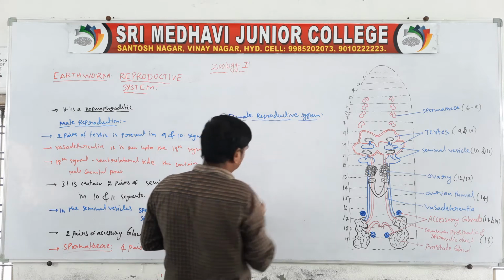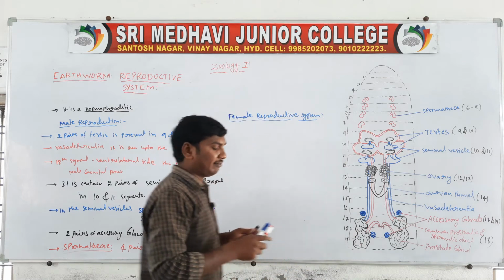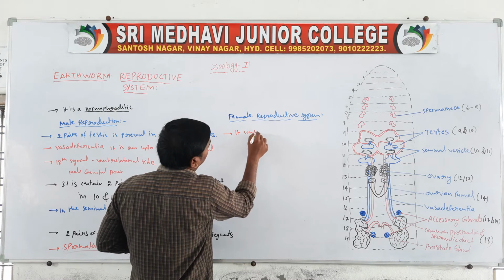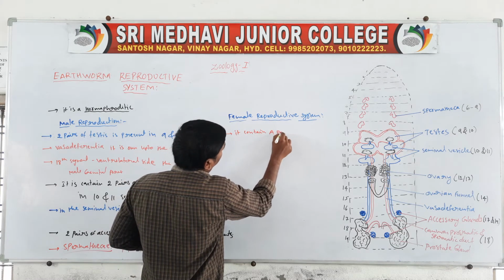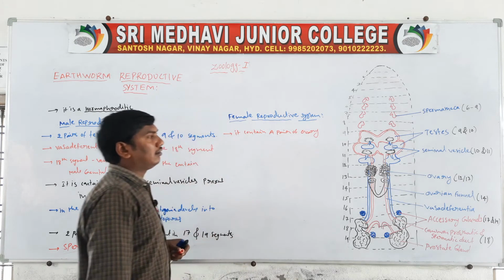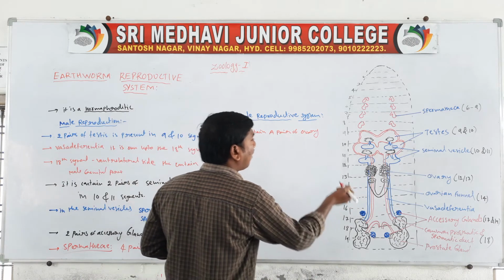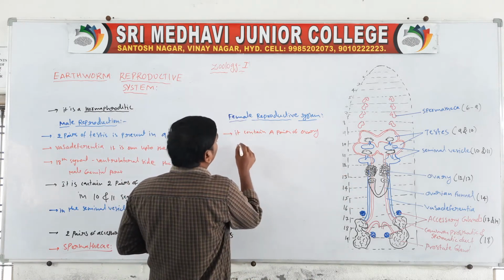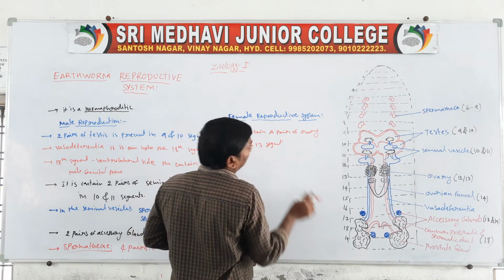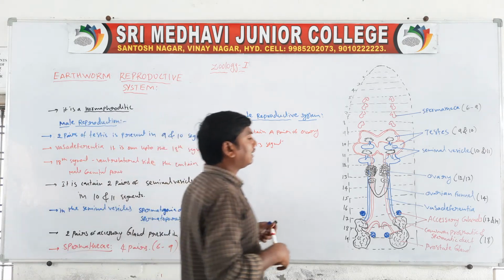The female reproductive system contains a pair of ovaries. They are present between the 12th and 13th segments. A pair of ovaries is present between the 12th and 13th segments.